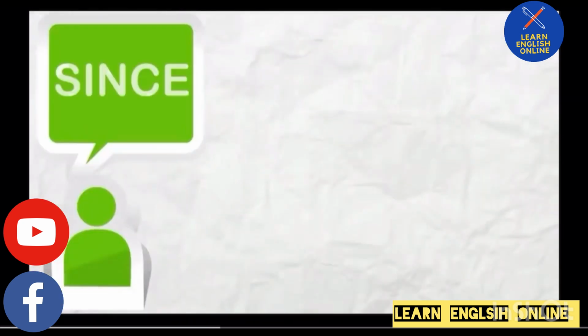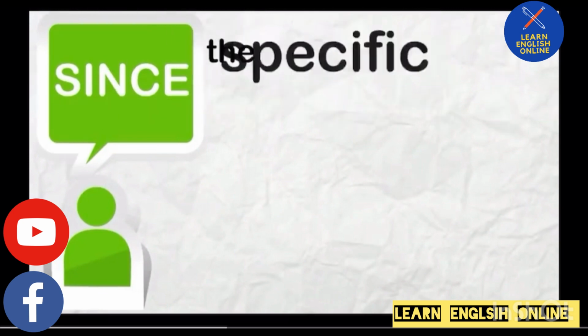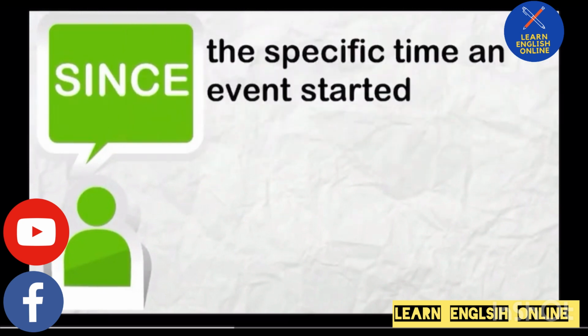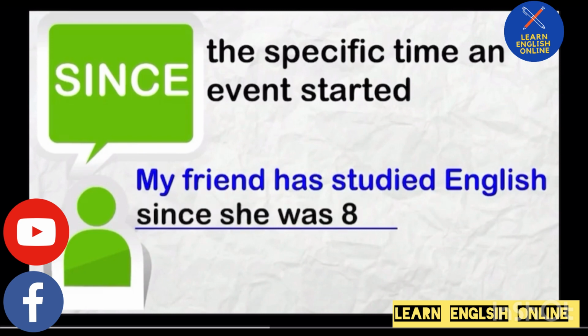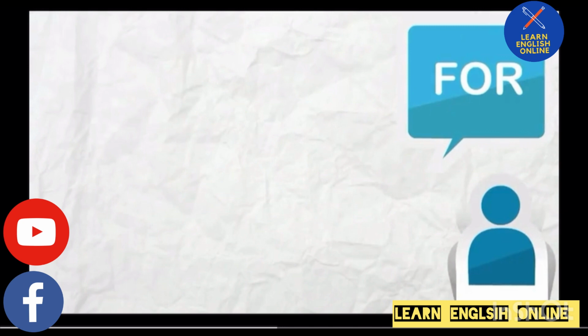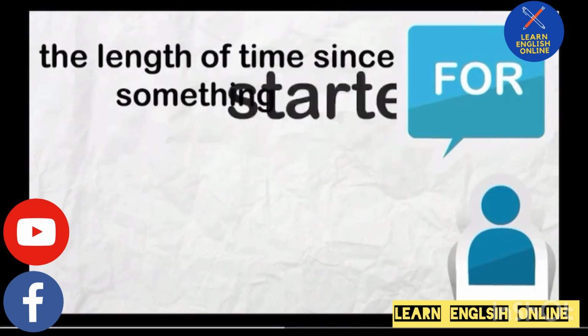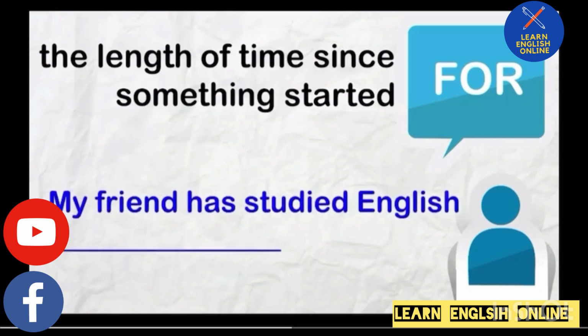Let's talk more about since. We use since for the specific time an event started. For example, my friend has studied English since 2000. Since spring. Since last year. Since she was 8. When we use for, we use it to describe the length of time since something started. For example, my friend has studied English for a day, for 2 weeks, for 10 months, for 8 years.